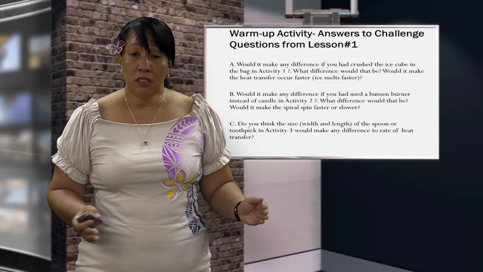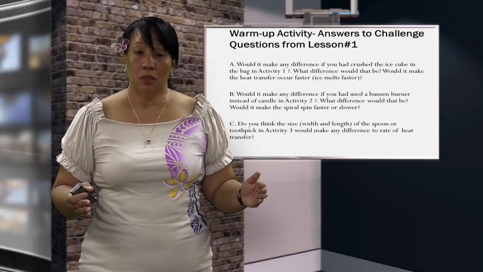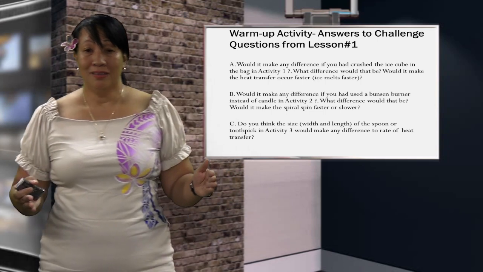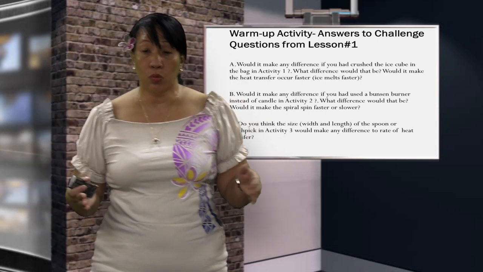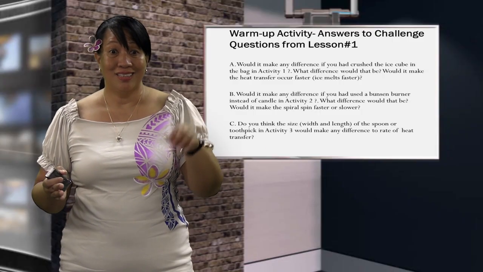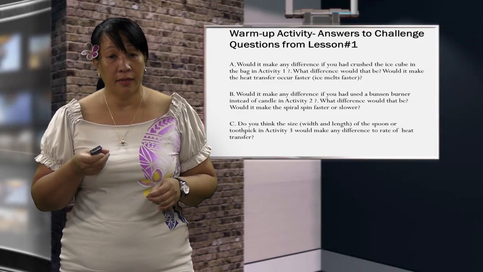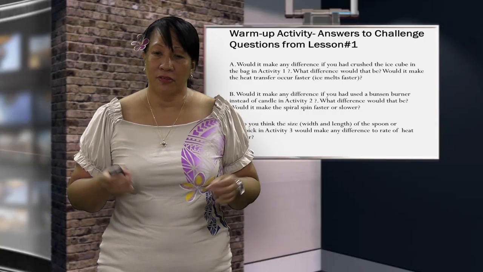The longer the spoon, the slower the rate of heat transfer. And that's why we have longer spoons for cooking, right? Compare the size of the spoon. Because you don't want to get burnt faster.